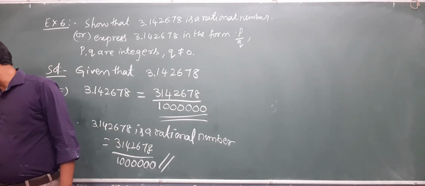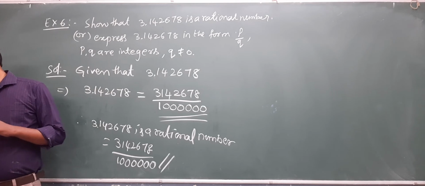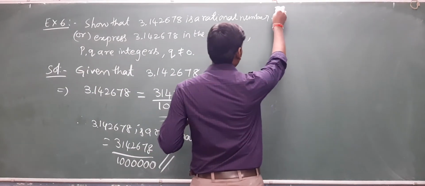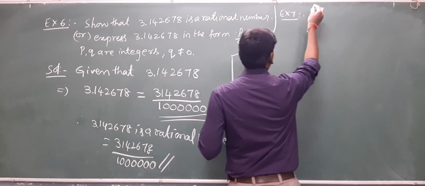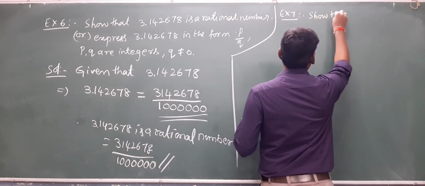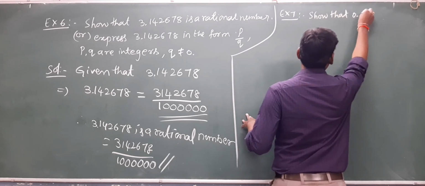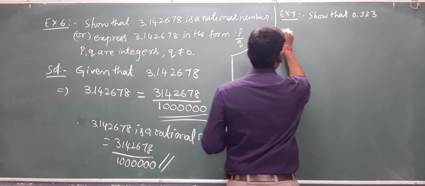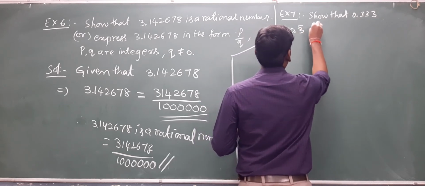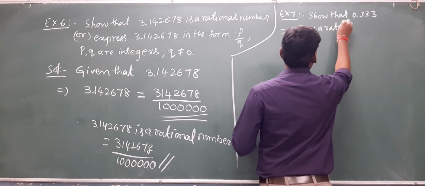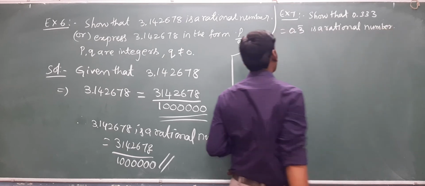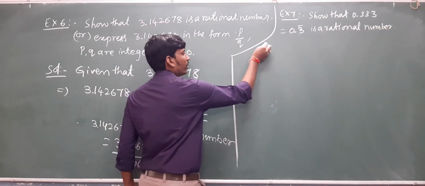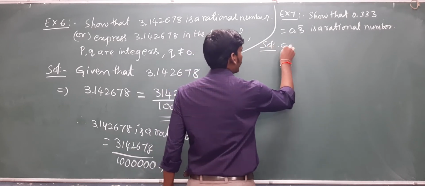Now let us discuss example 7. Show that 0.3333, which is equal to 0.3 bar, can be expressed in the form of p by q, that is, it is a rational number. How to simplify this one? Now see this, all of you. Listen carefully.